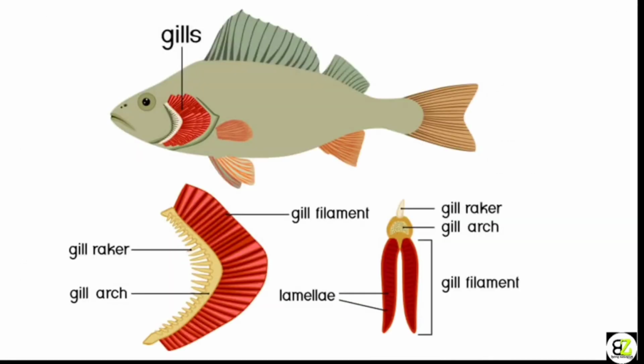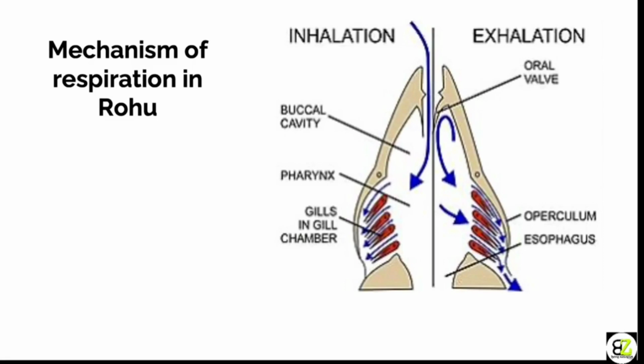So this is the structure of the gills. Here you can see gill rakers are there, gill arch is there, gill filaments are there, and some lamellae are also there. So they are helping in the respiration. Here you can see the exact mechanism of respiration. At the left hand side corner you will see the inhalation process, and at the right side corner you will see the exhalation process. In inhalation you will see the air entering from the mouth to the buccal cavity, and then that air is coming out through the gills.